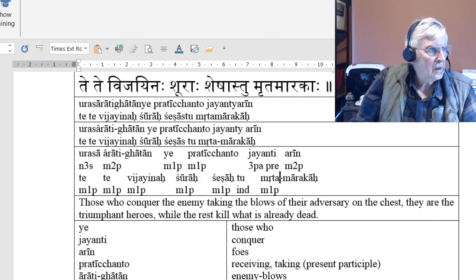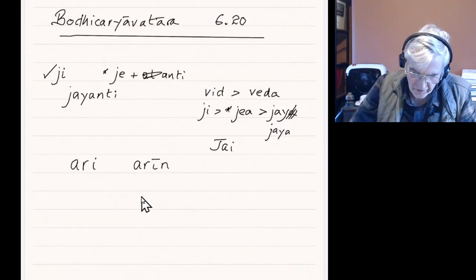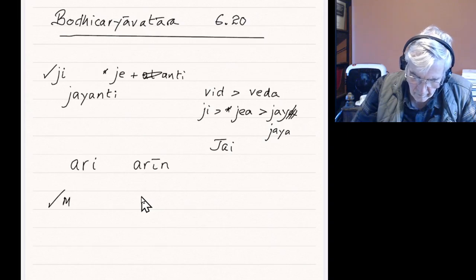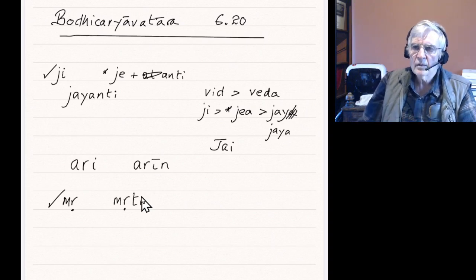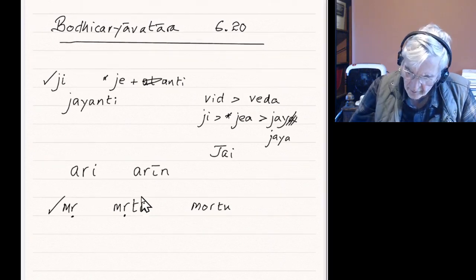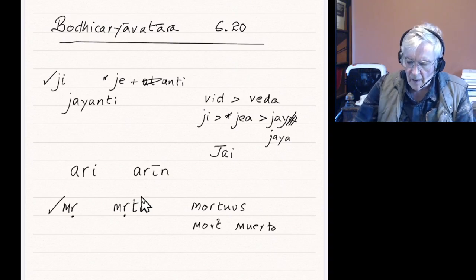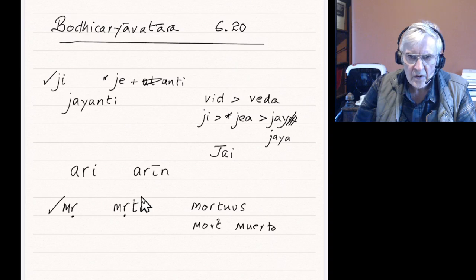So we have the root mri, to die, past participle mrita, that which is dead, which of course in Latin we have mortuus, and French mort, Spanish muerto, and so on. Mortality in English, mortal, so mrita.